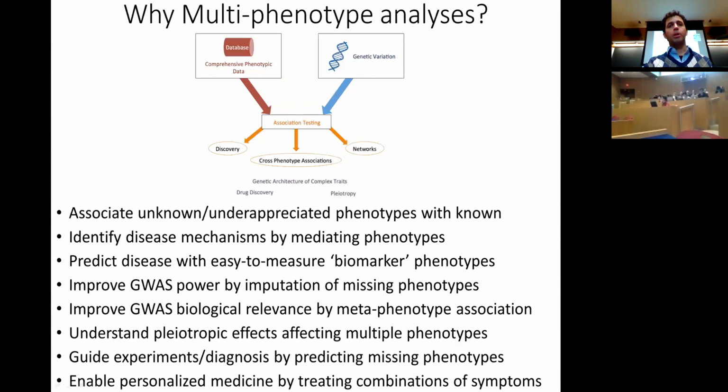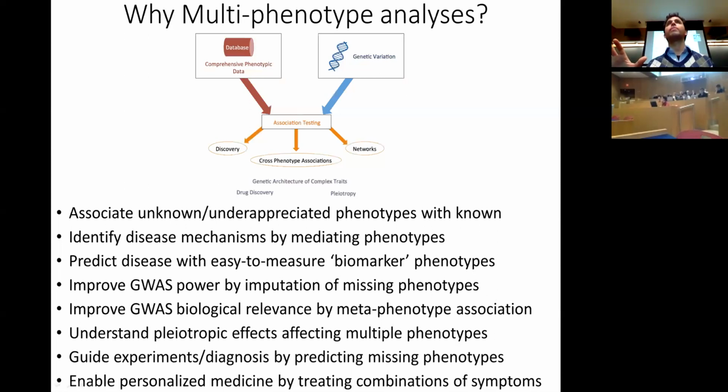You might be able to improve the biological relevance of genome-wide association studies by actually carrying an association, not just with each phenotype individually, but with meta-phenotypes that might be more indicative of the true underlying biology, because they combine multiple phenotypic variables in a single umbrella meta-phenotype.